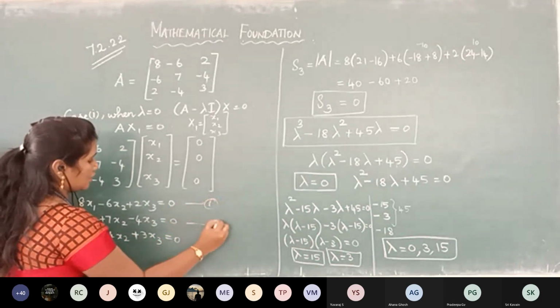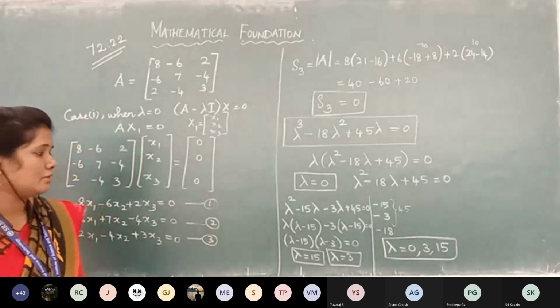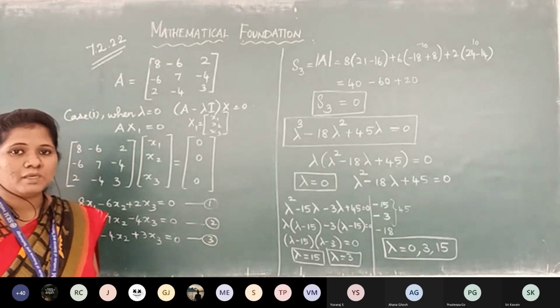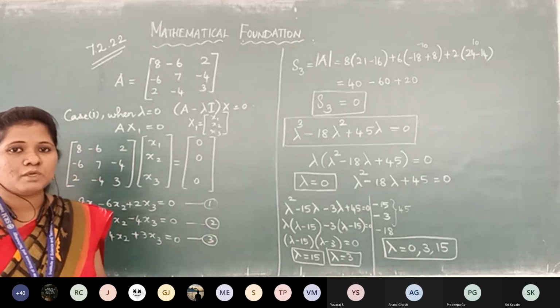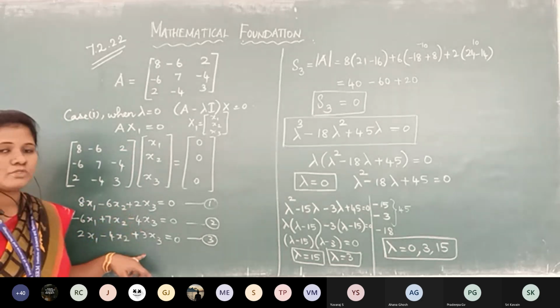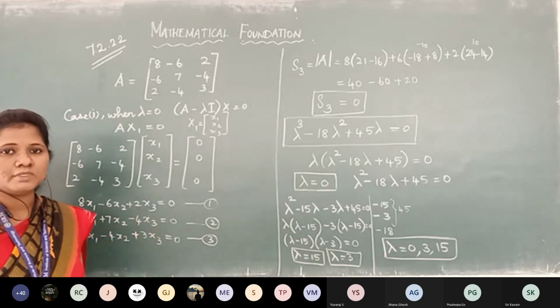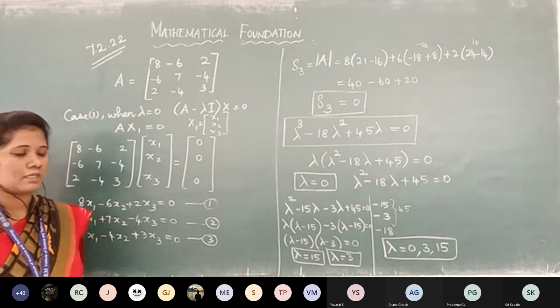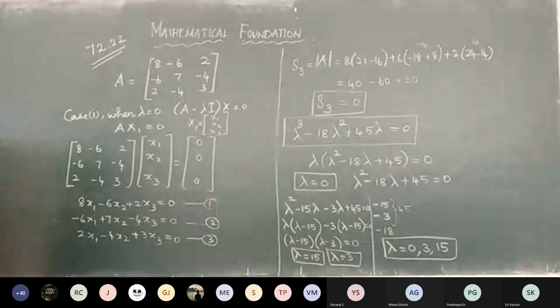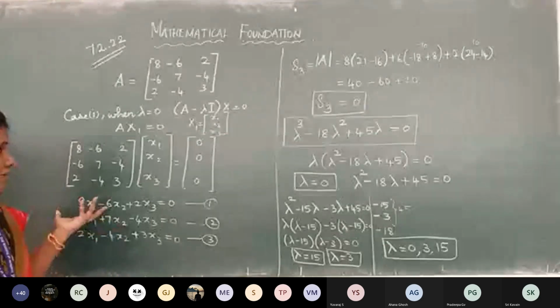Take as first equation, second equation, third equation. You can take any two equations. If it is the same equation, don't take that equation; from the same equation, take only one. Here, if you see the first, second, and third equations, all three are different. You can take any two equations and solve them to get your values of x1, x2, and x3. We will take the first and second equations. Whichever is easier to calculate, take that equation.